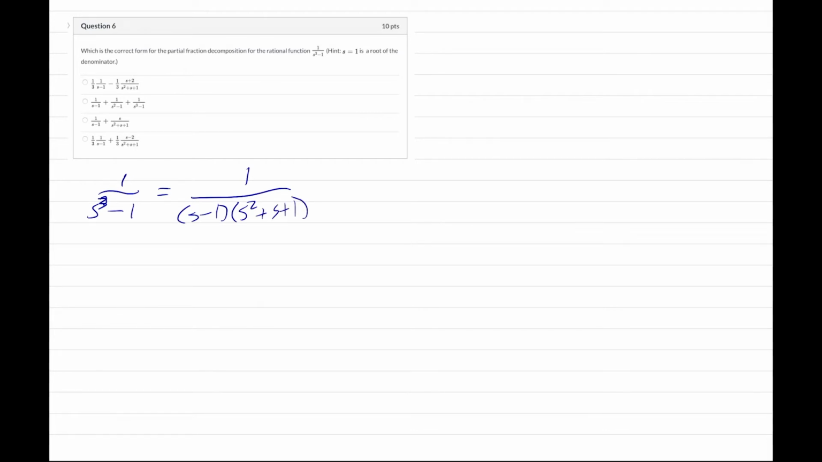And this guy happens to be irreducible. So that's going to give me A over s minus 1 plus Bs plus C over s squared plus s plus 1. Okay, so now we need to figure out what A, B, and C are.